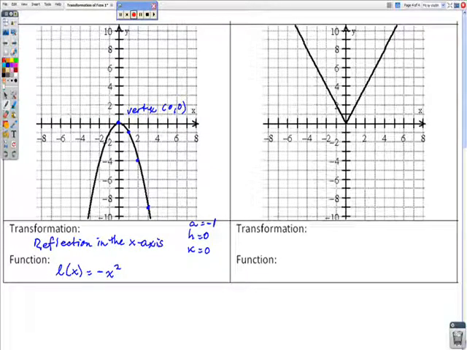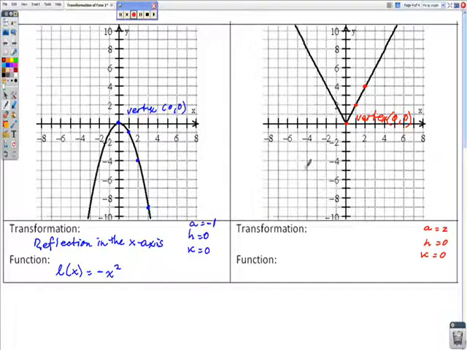Here the vertex is 0, 0. But let's look at the slope. The slope is up 2, right 1. Well, that makes a 2. Because instead of going up 1 and then right 1, we're going up 2 and right 1. So a is 2.